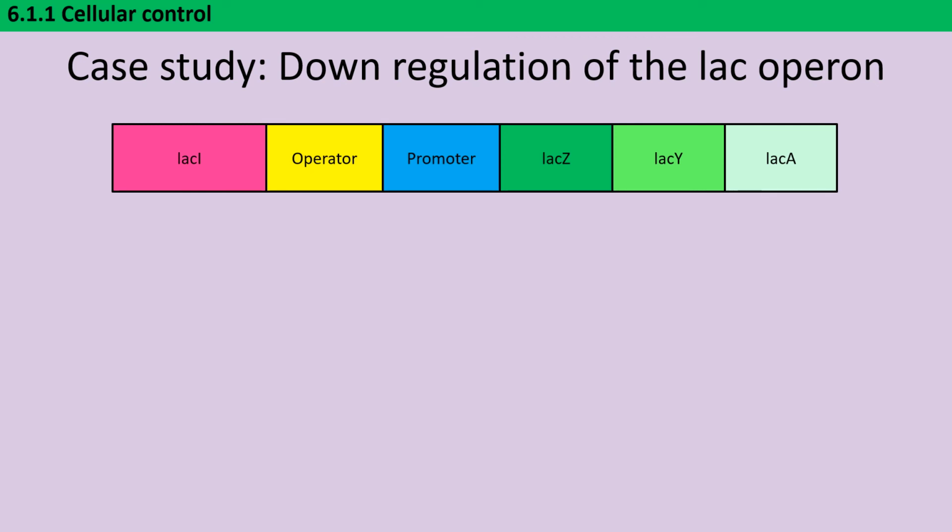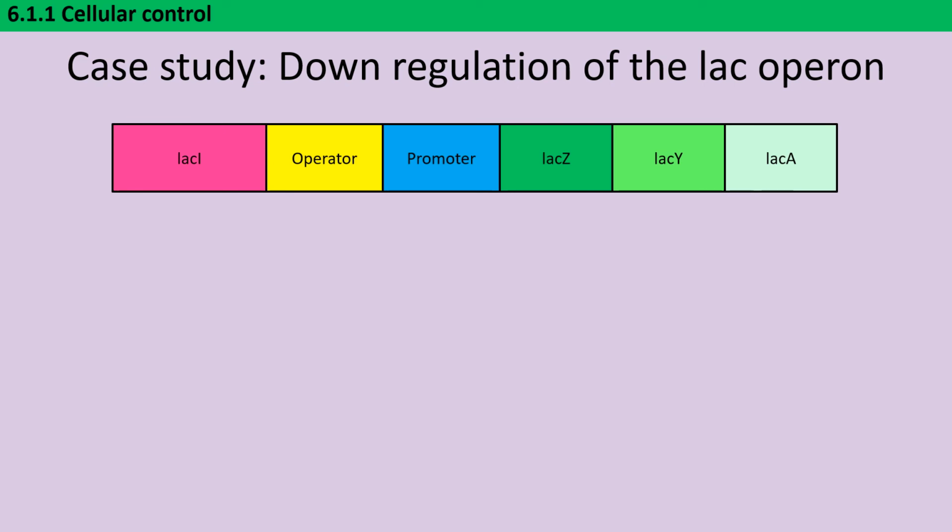The operon consists of the genes that code for 3 enzymes: beta-galactosidase, lactose permease, and transacetylase, and these are coded for by the LacZ, LacY, and LacA genes. These are all transcribed in one go to make one really long piece of mRNA, and then split up to make the 3 enzymes afterwards.